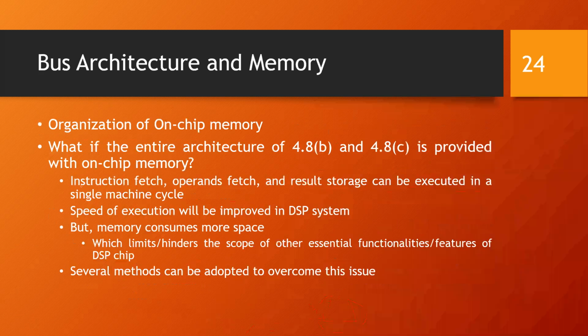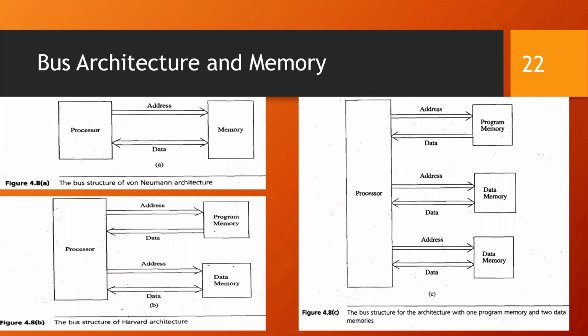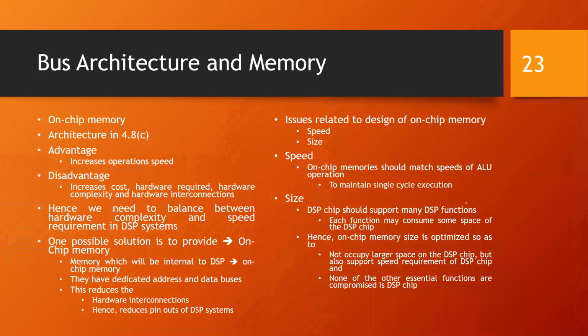So here we have an example. What if the entire architecture of 4.8b and 4.8c is provided with on-chip memory? Here, instruction fetch, operand fetch, and result storage execution will be done in one machine cycle. You fetch the instruction, you get to know that it is add, and immediately you go and fetch the data which is required. Once the data is available, you can get the result and store it in the memory. This can be done at a very fast rate.